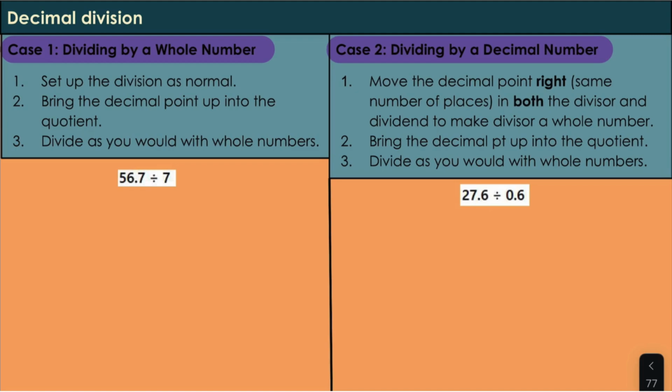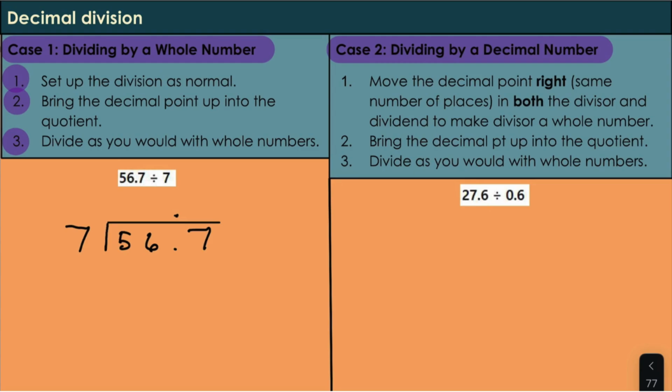We will follow these 3 steps. Step 1, set up the division as normal. Step 2, bring the decimal point up into the quotient. Step 3, divide as you would with whole numbers.